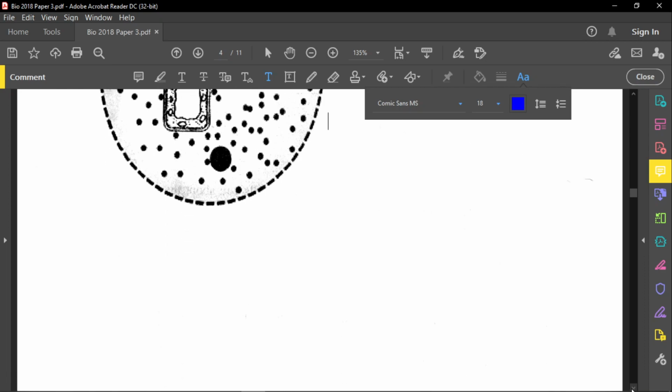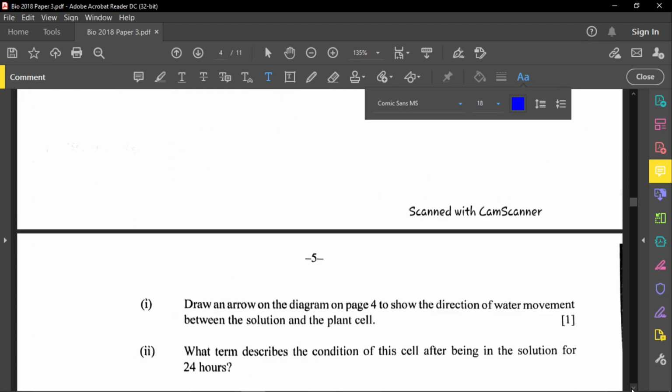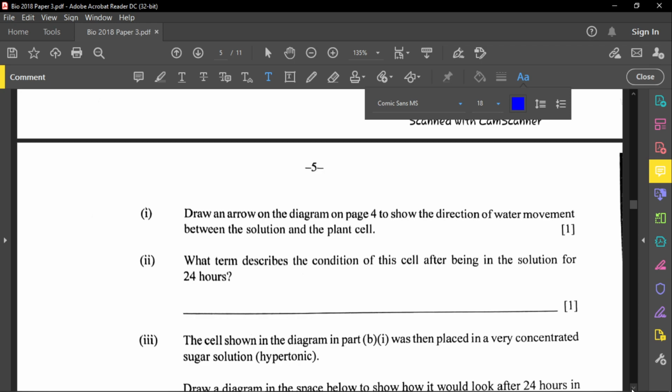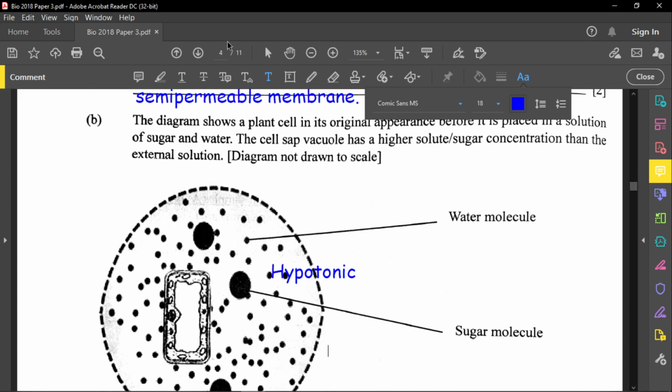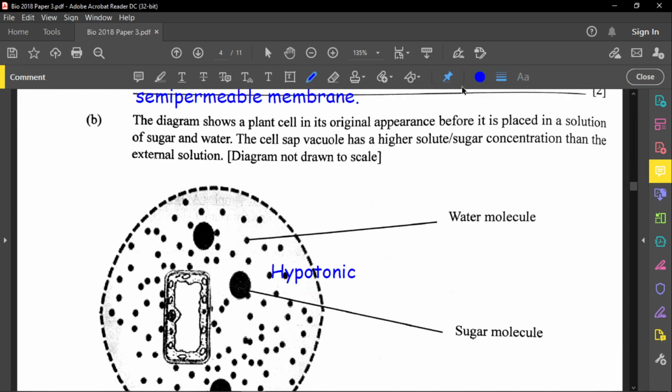All right, so let's go to what the question asks us. And so the first part here said, draw an arrow on the diagram on page 4 to show the direction of water movement between the solution and the plant cell. So again, being that the solution here is a dilute solution or hypotonic solution, it therefore means that water will tend to go what? Inward. So water moves from the solution itself towards the inside of the cell. Okay, so that's exactly what will happen there.